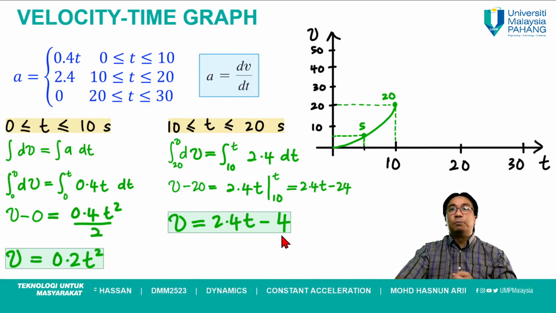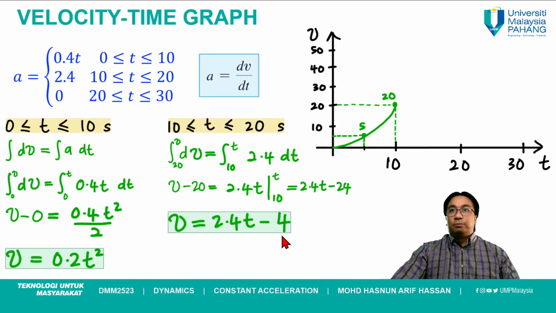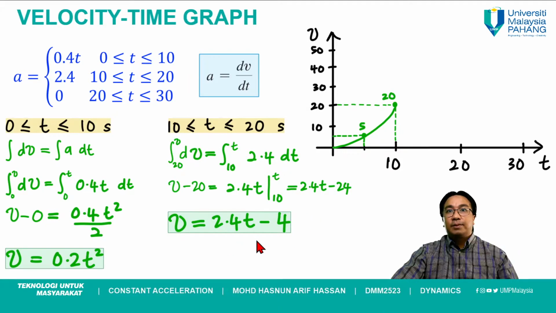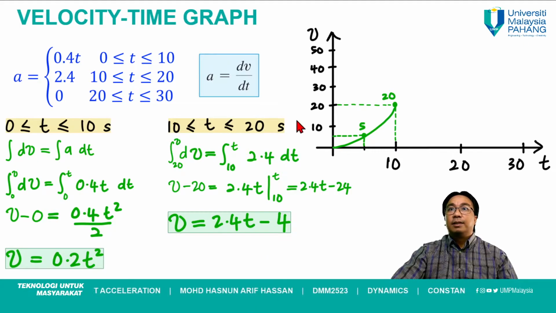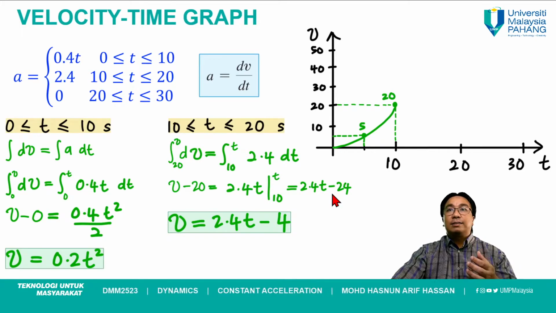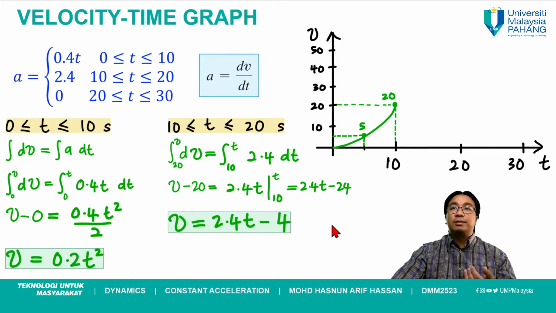Okay, this is your equation. So what does this equation look like? Anyone? What equation is this? Linear. Earlier it was a quadratic equation. Now we have a linear equation. So you can expect a straight line. A linear equation means a straight line.